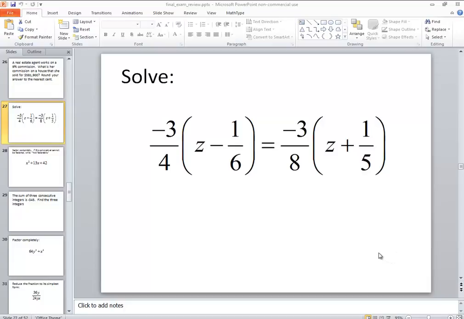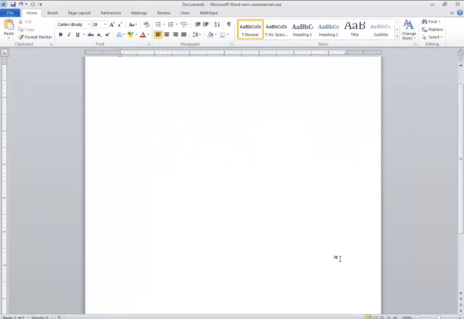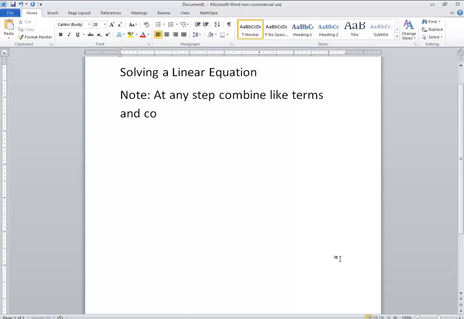In this problem, we want to solve this equation. Now, this is a linear equation. So let's review our steps. Solving a linear equation, we have our note that goes up at the top. It says at any step, combine like terms and combine numbers.